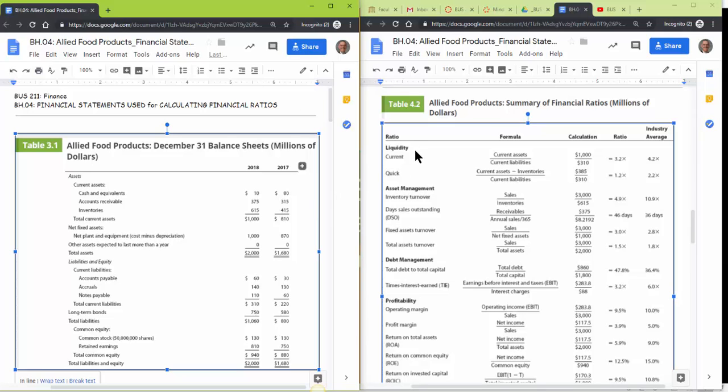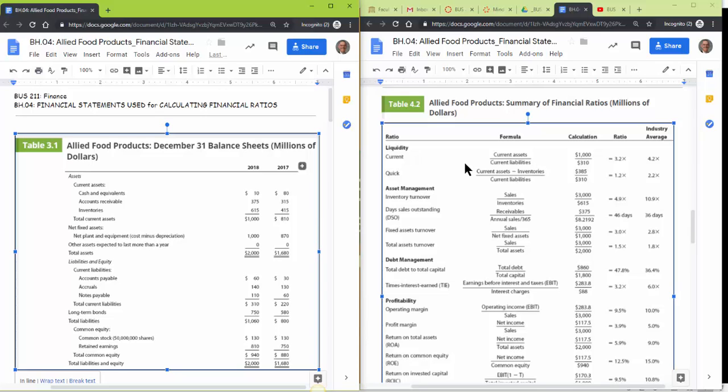Specifically, this video will discuss the liquidity and the asset management ratios. Any financial ratio is simply a fraction that is interpreted by taking dollars of whatever caption is in the numerator for $1 of whatever caption is in the denominator.